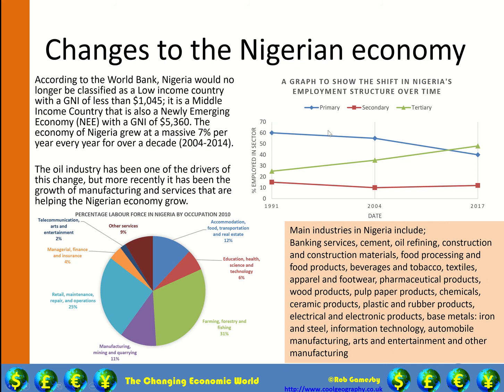As you can see over time, the percentage of people working in primary has declined over time. Okay, so the percentage of people working in farming and fishing and so on is declining, and that's slowly being replaced by tertiary industries and some manufacturing.